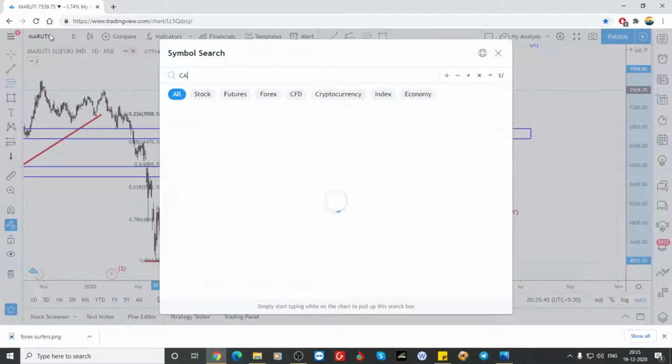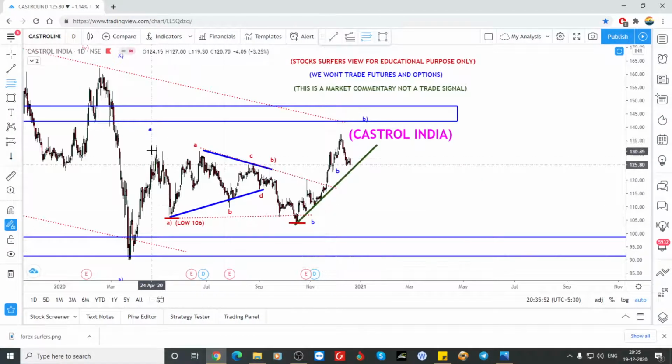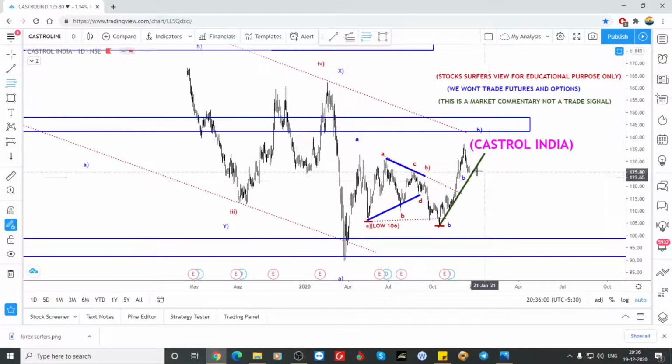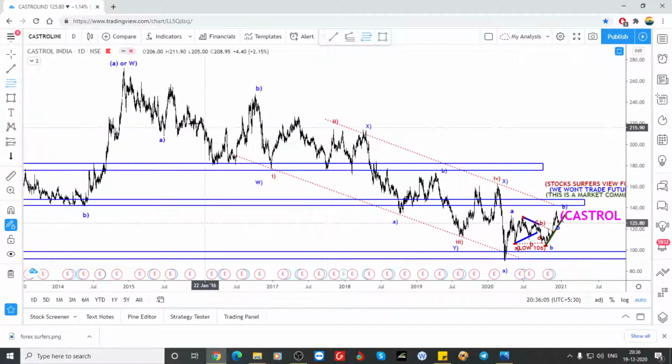So next, the Castrol India. As I expected, it's already broken the high. Now it is forming the five-way structure. So now again the three-way structure has to happen, and again whether it is going to drop here to break this low, because I'm not sure about this, because this ABC is a W X ABC. So this is the end of the Y wave, means it no need to break this low again.